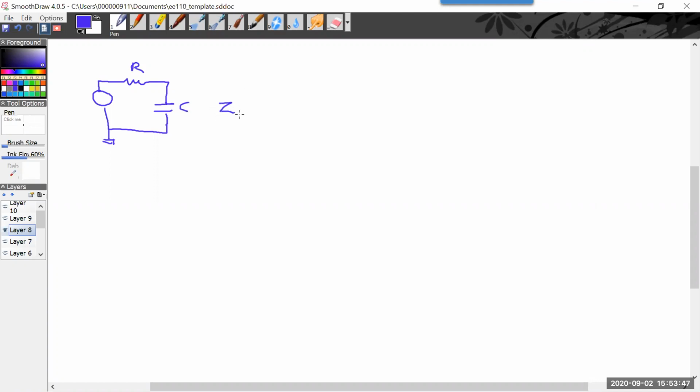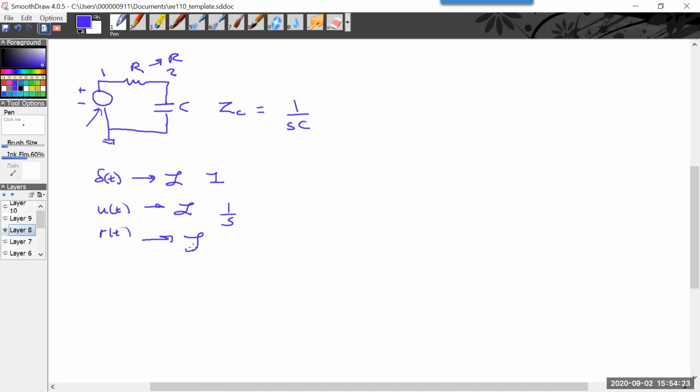Now what I'm going to do is say the impedance of a capacitor is 1 over SC. The impedance of a resistor is just the resistance, right? And my input can be a delta function, the Laplace of which is just 1. It can be a step function, and the Laplace of that is 1 over S. You can have a ramp function come in, and the Laplace of that is 1 over S squared. All right.